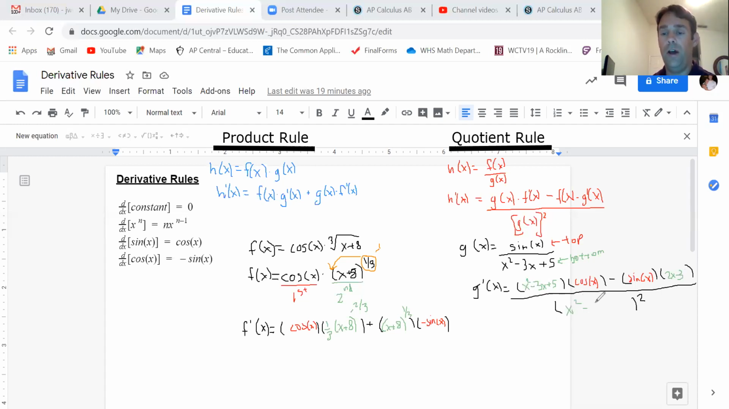And again, we do not need to simplify these. There's no reason to. But no matter how ugly that function is, we can figure out the product rule or the quotient rule. We can figure out the derivative for it.